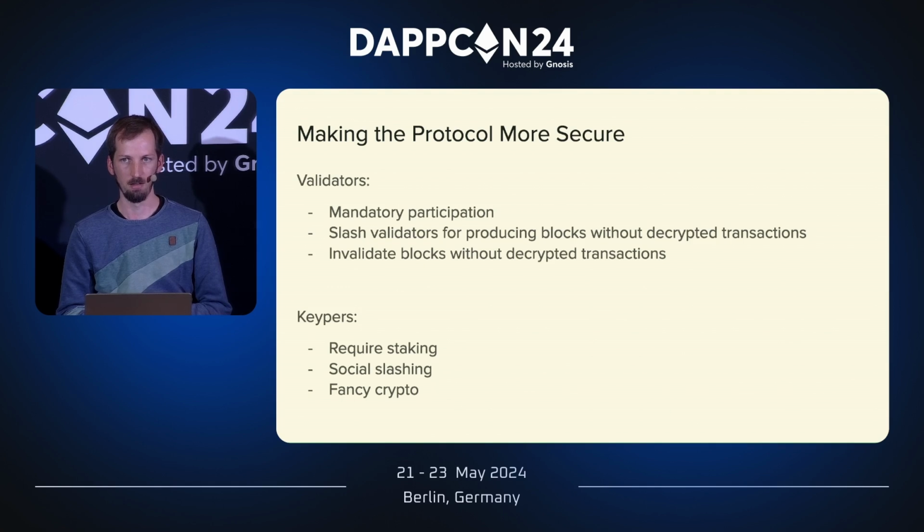If there's reasonable conviction that a keeper cheated, then we can socially slash their deposit. And potentially, also something I mentioned earlier, we can have fancy crypto that makes collusion much harder, and we can have this snitching feature.